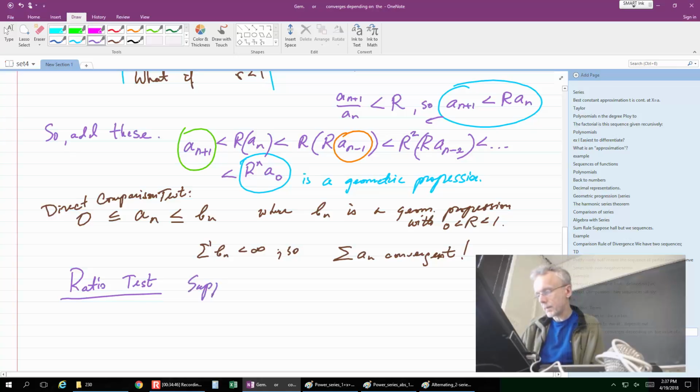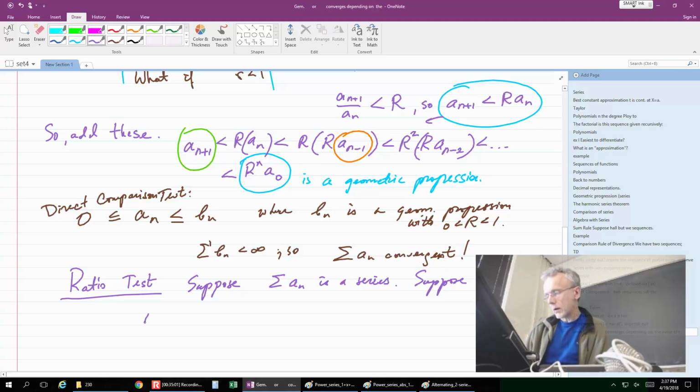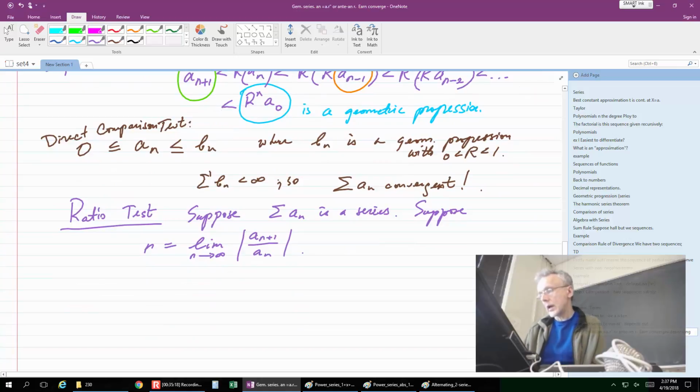So suppose a_n is a series. We also suppose that the sequence of ratios converges: R is equal to the limit of, I'll put absolute value here, a_{n+1} over a_n. And then, just as has happened a few times, we have several cases, and the main case is when R is less than 1. So case 1, it is less than 1, and the series converges absolutely.